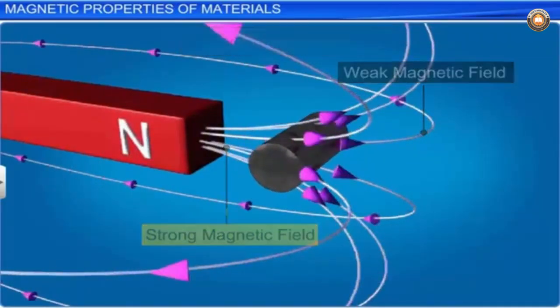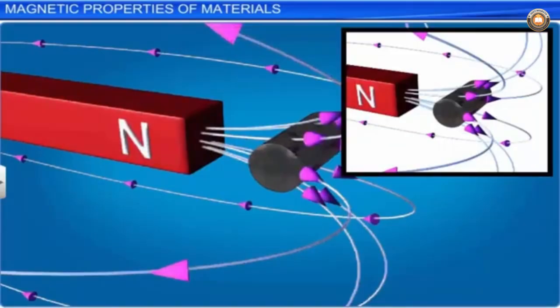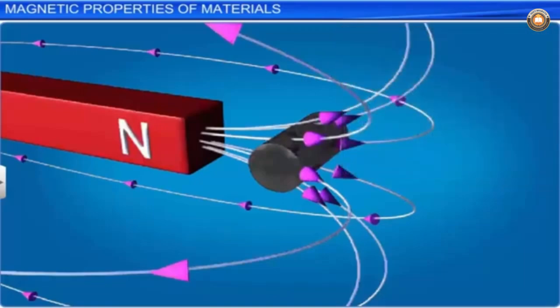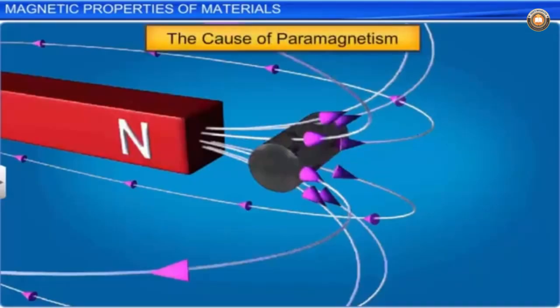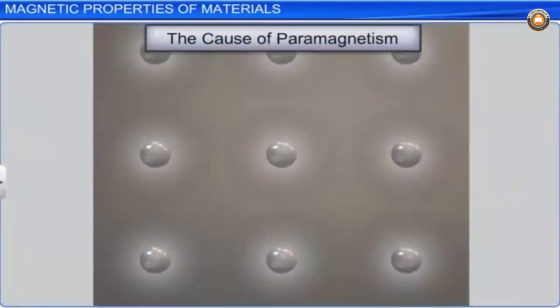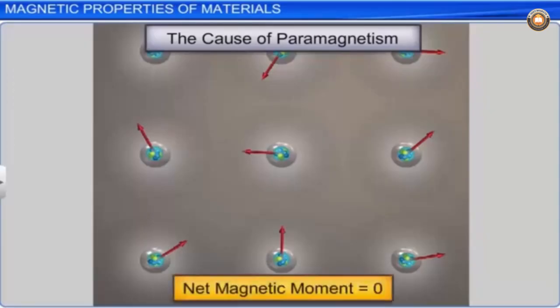The magnetic field lines get concentrated in the paramagnetic material, and the magnetic field inside the material increases. Now let us discuss the causes of paramagnetism. In the case of paramagnetic material, individual atoms possess a permanent magnetic dipole moment due to the orbiting electrons in the atom. But, due to random thermal motion of the atoms, the net magnetic moment of the material is zero.